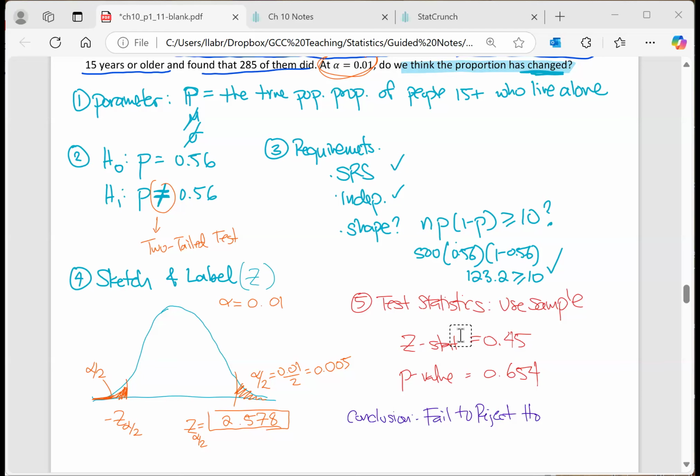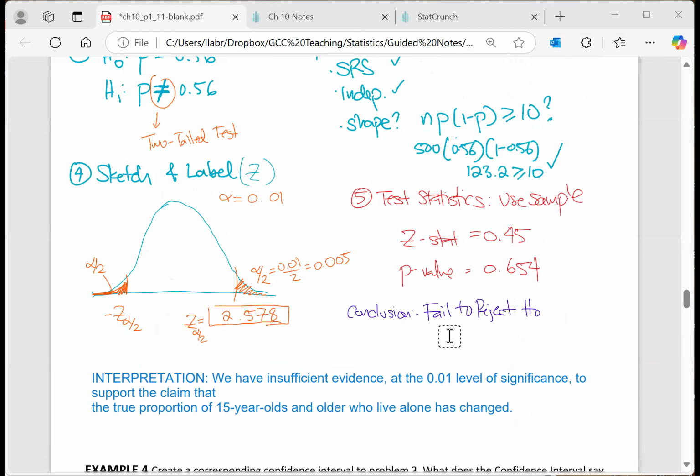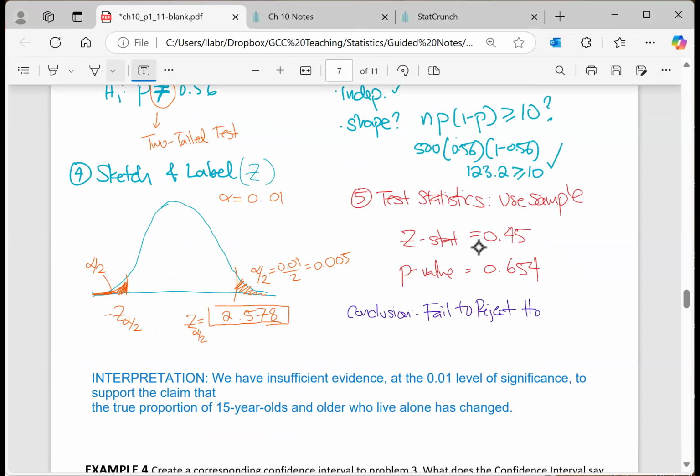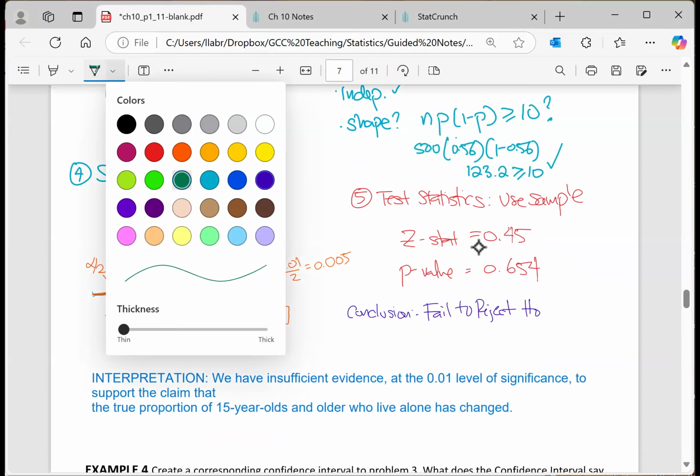All right, here are my z statistics. Here are my p-values. And always visualize this. I didn't do it, so let me visualize it now.